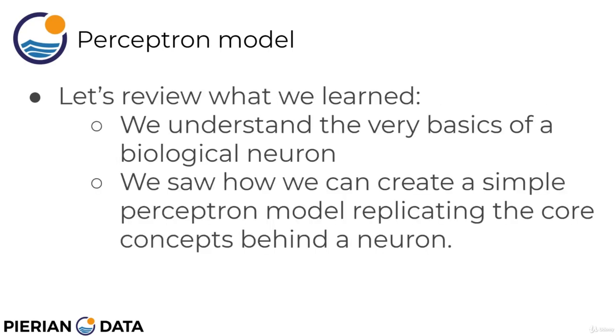So let's review what we've learned so far. We understand the very, very basics of a biological neuron, the fact that there's dendrites providing input to a nucleus, and then some axon as a single output. And what we've been able to do is take the research done in the late 1950s of the simple perceptron model and create a very simple mathematical model replicating those core concepts behind a neuron, where we have inputs, we apply some sort of weight to them, as well as adding a bias term, pass them through some sort of function, and then we get out that single output.